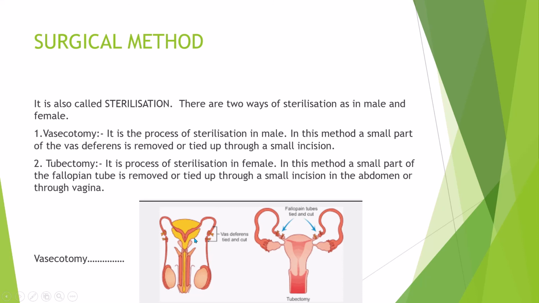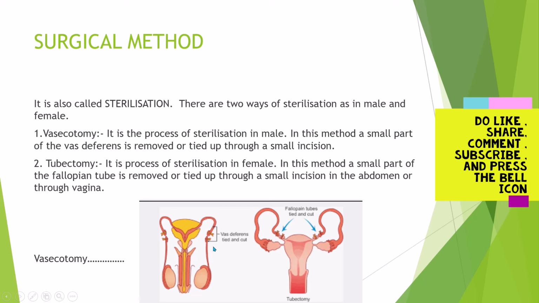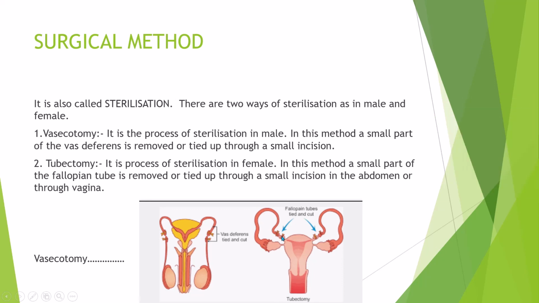The same surgical process, the same sterilization process, occurs in women also, and then it is called tubectomy. What happens in this tubectomy? The same process which is performed with the vas deferens is performed on the fallopian tube. A part of the fallopian tube is cut, removed and tied up through a small incision. Because of that, the ova do not reach the sperm, the sperm do not come in contact with the ova, and hence pregnancy is avoided.